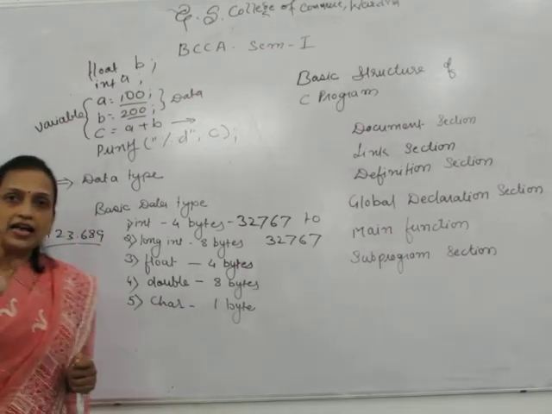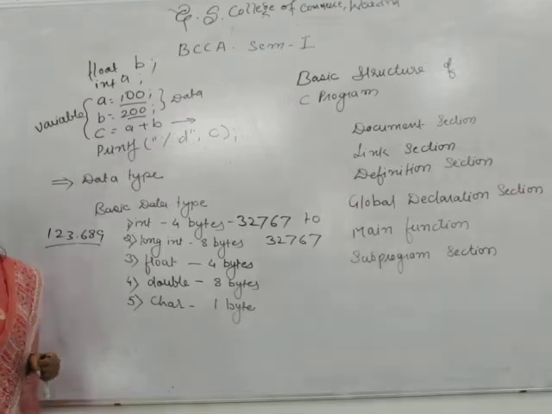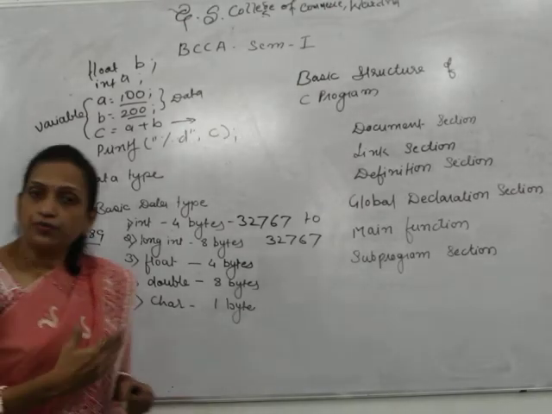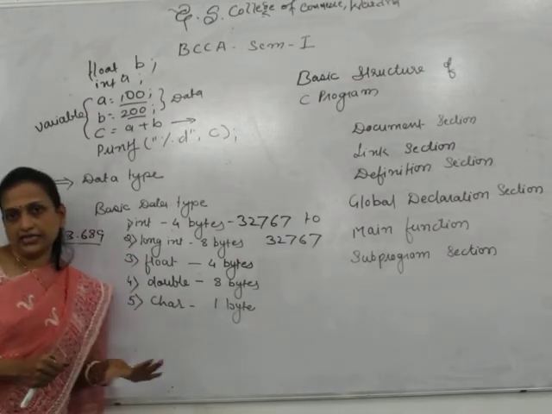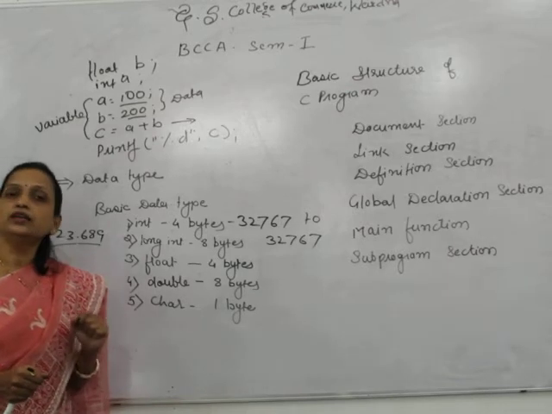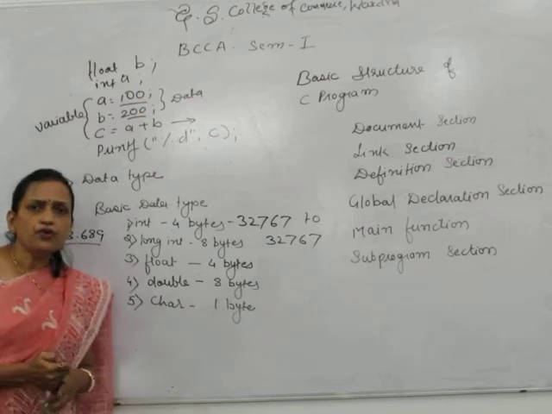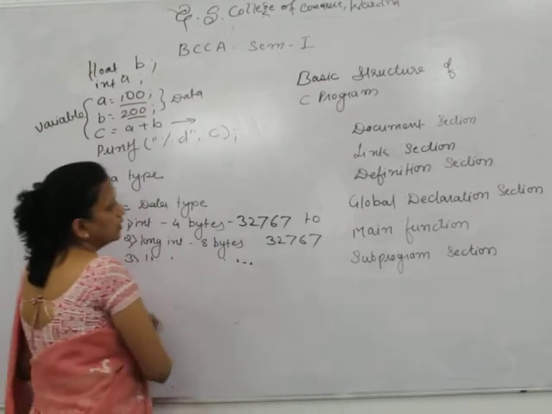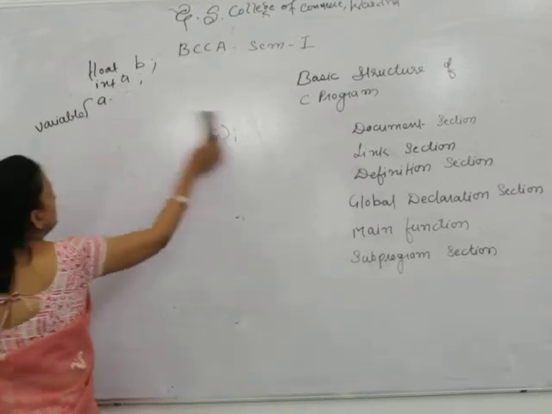Now, we have learned character sets, keywords, what keywords are, then constants, then variables, and the data types. If you understand these 5 topics well, then you can write a program. But before starting programming, we must know the basic structure of a C program.